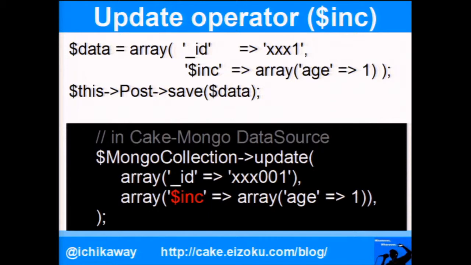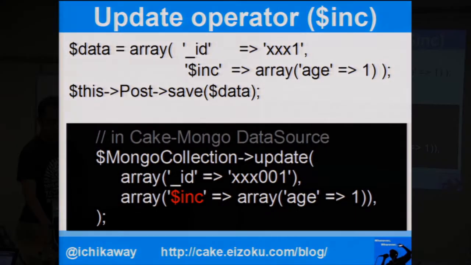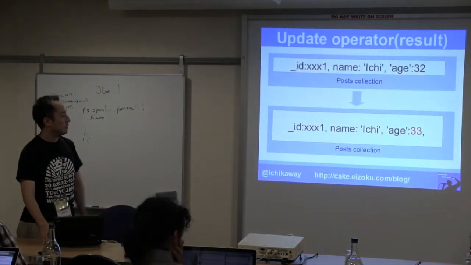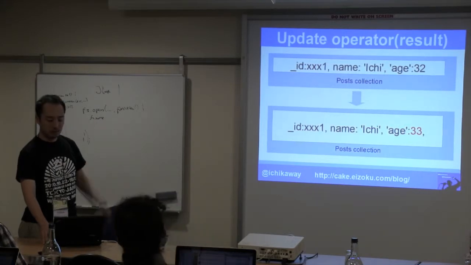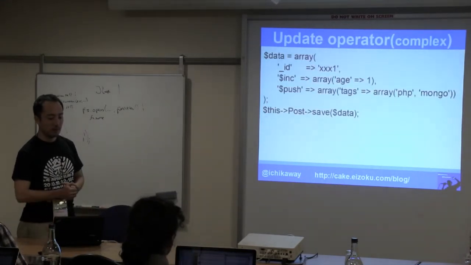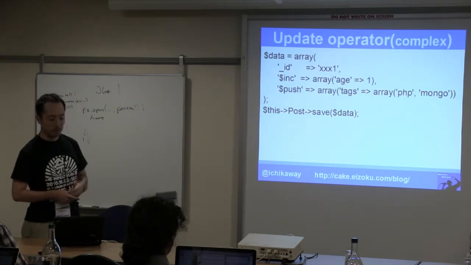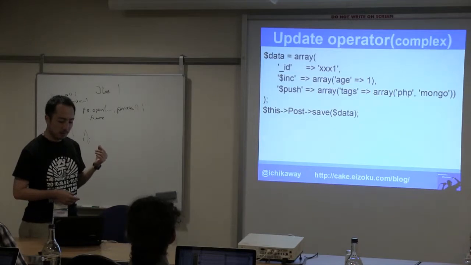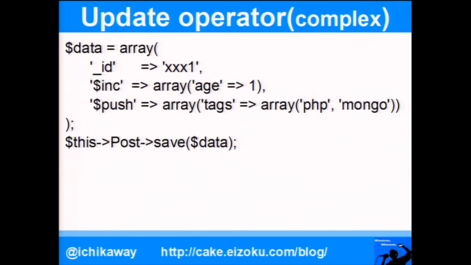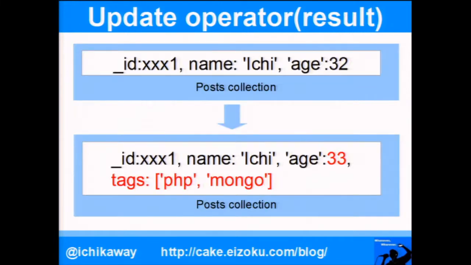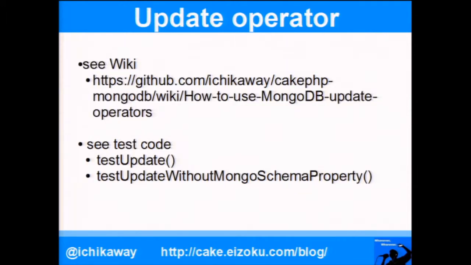And in the data source, it uses the $inc Mongo operator instead of $set. So after updating, the age field becomes 33. It's very easy. And a more complex one: increment the age field and save array data in the tags field. So after saving, the age field becomes 33, and the tags field has array data. So it's very easy to use.